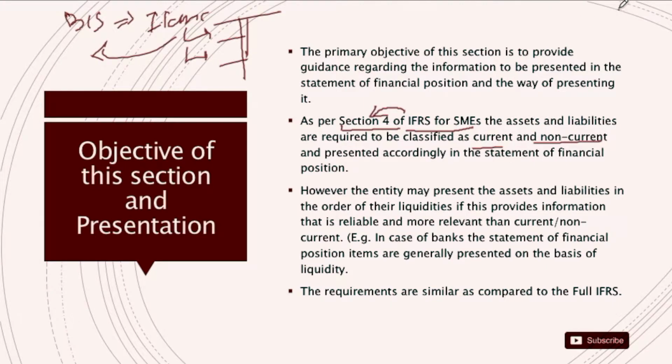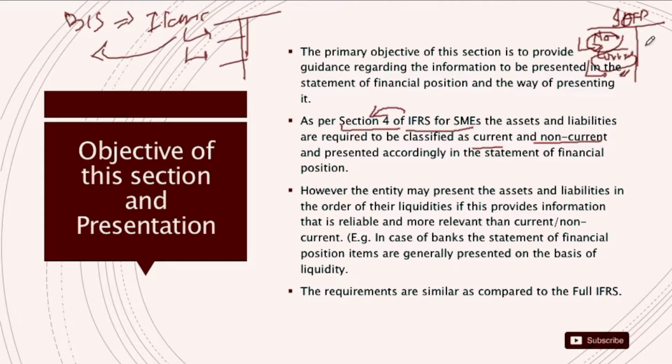Which means if this is the statement of financial position, or the balance sheet, you have a horizontal divide. Here it will come non-current. You will put all those assets and all liabilities which fall under non-current. Then you have current, which means all of those assets and liabilities which satisfy the definition of current, and they will fall under this category. So basically they specify the categorization of the assets.